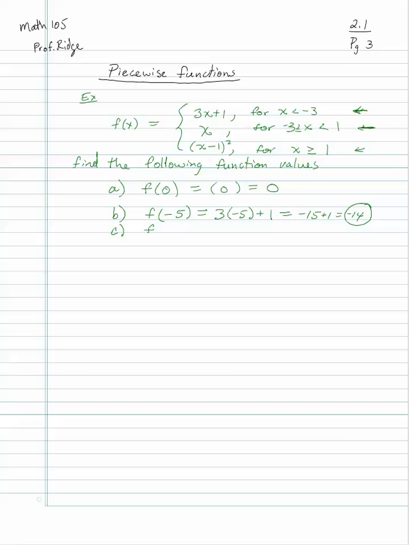So if I did f of 1, that's the bottom one. So I'm going to go 1 minus 1 squared, which is 0 squared, which is 0. If I did f of -3, that would be the middle one, because the equal to for the -3 is in the middle one. So that's just -3. I did f of 5, that's the bottom one, because x is greater than or equal to 1, and 5 is in that interval. So I'm going to go 5 minus 1 squared, which is 16.